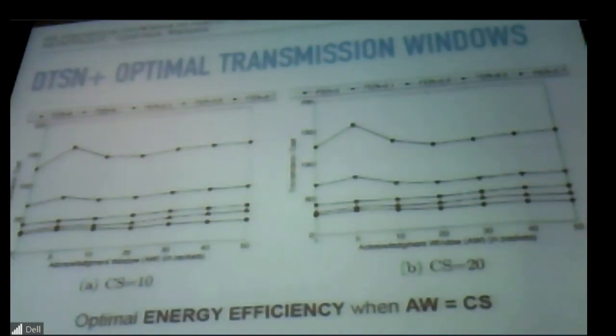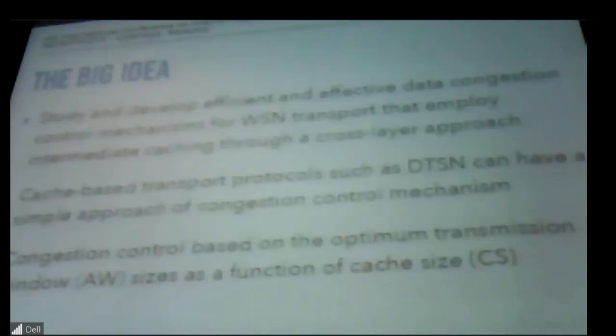Equivalent exactly to the cache. So again, we will notice that the optimal transmission window of the BPSN protocol is based on a function of the cache. So cache-based transfer protocols such as BPSN can have a simpler approach to congestion control mechanism due to caching. So congestion control is based on the optimal transmission window sizes as a function of cache size. Based on the previous study of getting the optimal transmission window of BPSN, we now base the movement of the AW of the BPSN on two sizes, cache size plus 10 and cache size.